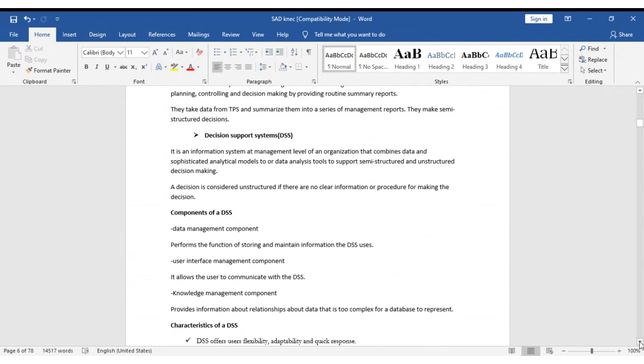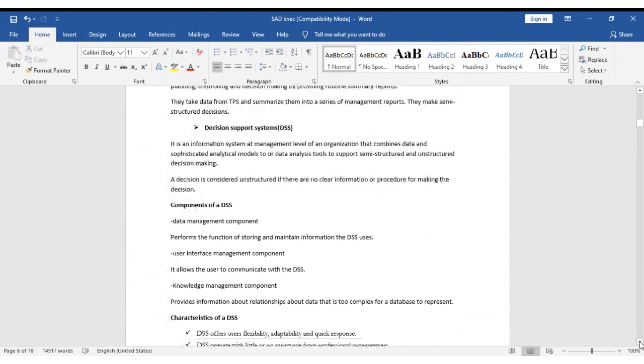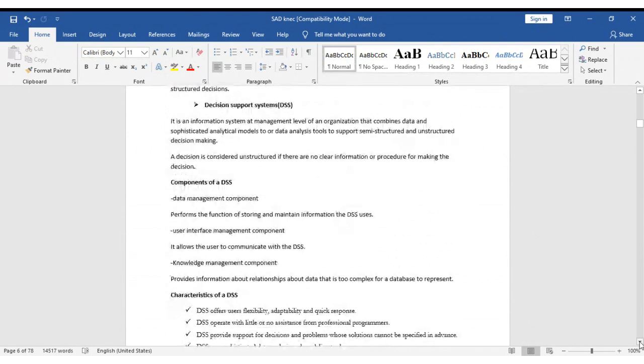Now, components of a DSS, decision support system. The data management component performs the function of storing and maintaining information the DSS uses. The user interface management component allows the user to communicate with the DSS. The knowledge management component provides information about relationships in data that is too complex for a database to represent.